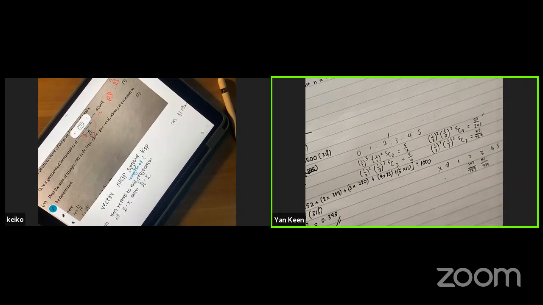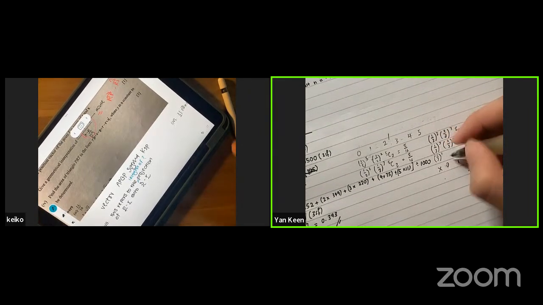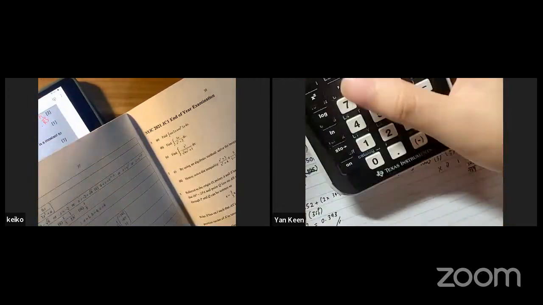Then do 1, do 0, and so on. So that'll be 1/3 power 1. At this point, I think you can just use your calculator to recognize the pattern already. Okay, quite quick. So that's the probability for 1/3.